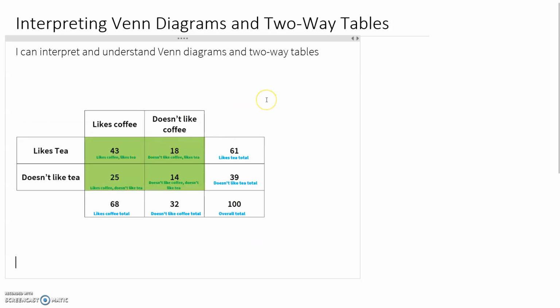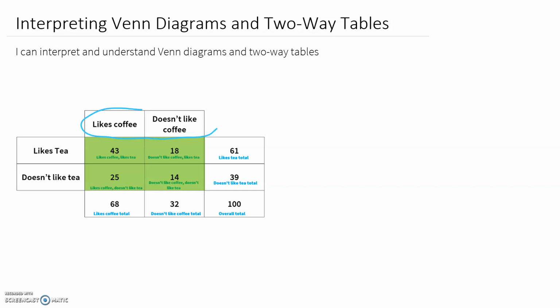Usually we've got two different events showing up on the two-way table. So you can see that this is one set of events, and generally up the top it's going to be the event and then the not event. So here we've got likes coffee, and then the not event, which is not liking coffee. And then our second set of events is on the other side. So we've got likes tea, and not liking tea.